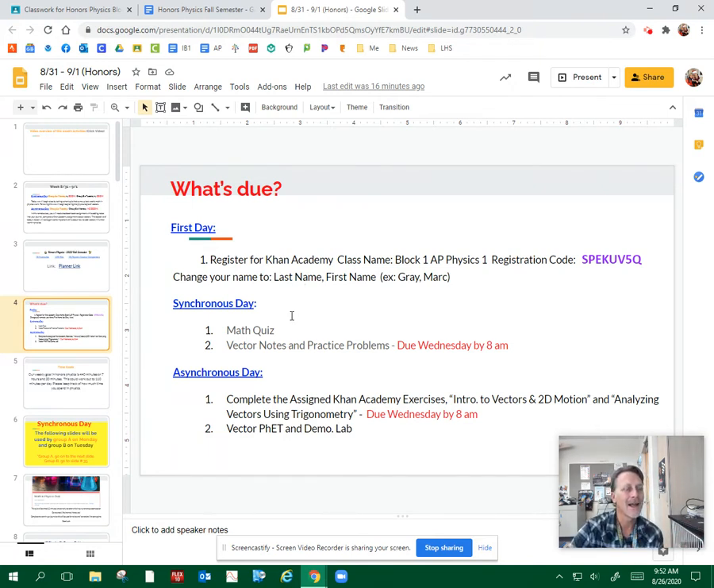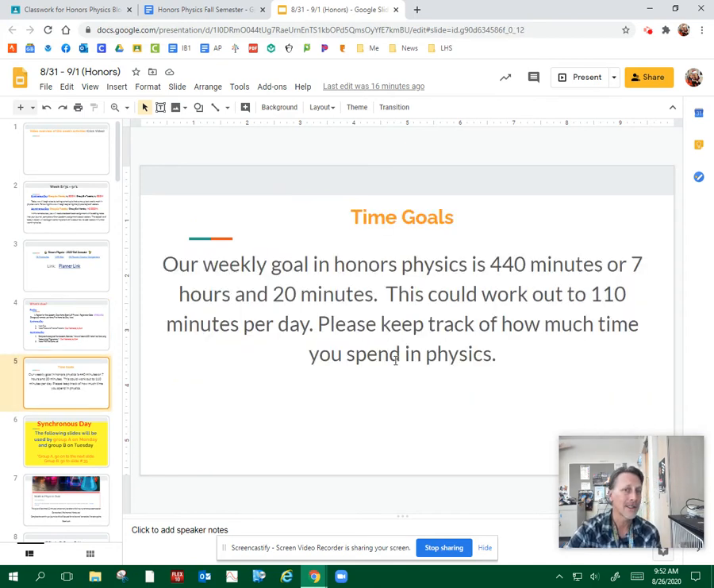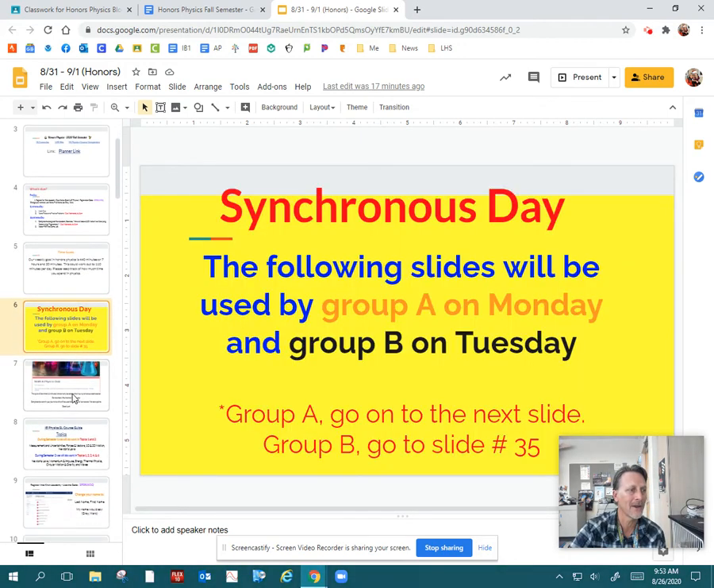Okay. Again, synchronous day, we're going to be looking at vectors today, so let's just jump right into things. Just like last week, our goal through the course of this class is having 440 minutes worth of work time per week, and we want to account for those goals in the reflection form at the end of class. So synchronous day is what we're dealing with today.